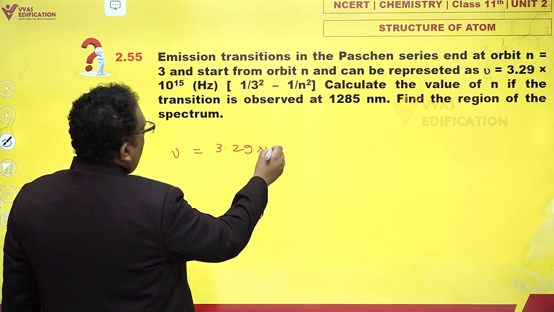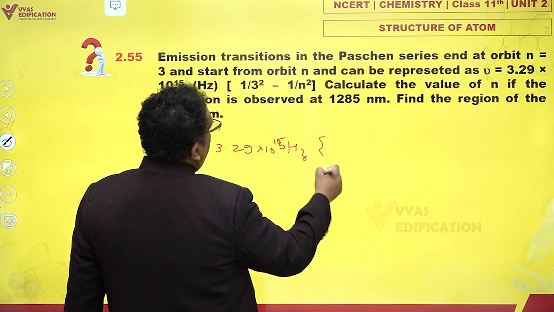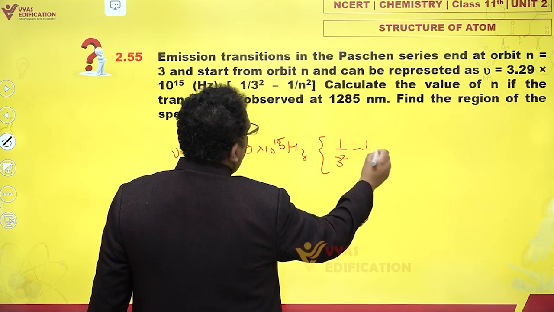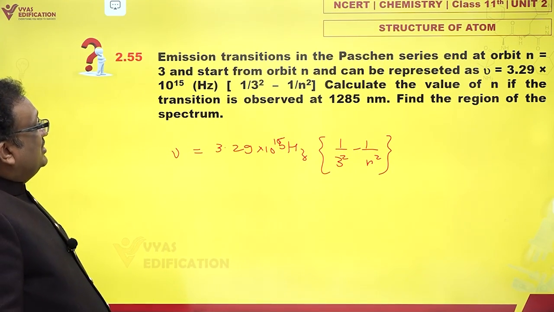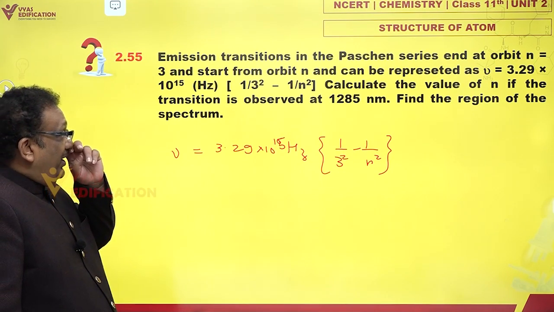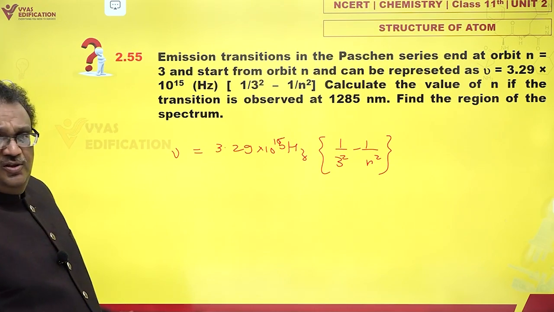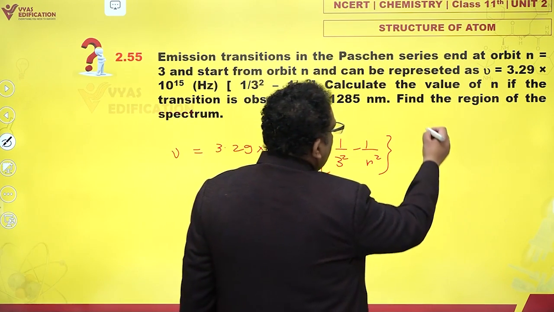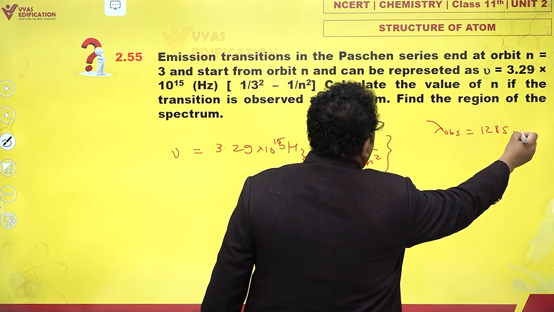3.29 into 10 raised to 15 hertz, times 1 by 3 square minus 1 by n square. Calculate the value of n. If the transition is observed at 1285 nanometer, find the region of the spectrum. The lambda observed is 1285 nanometer.